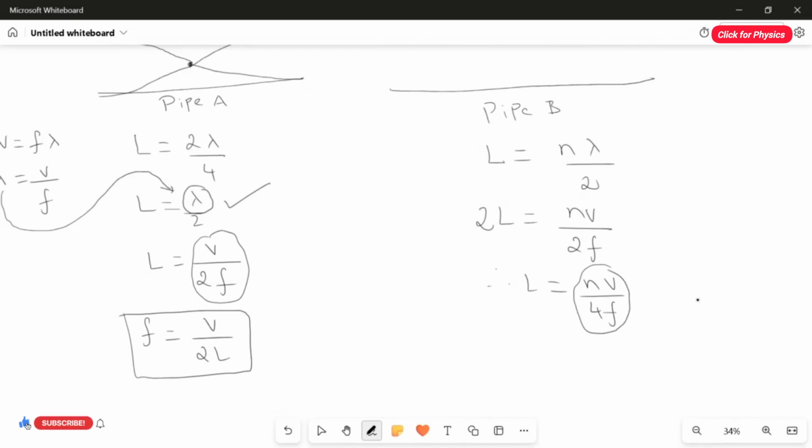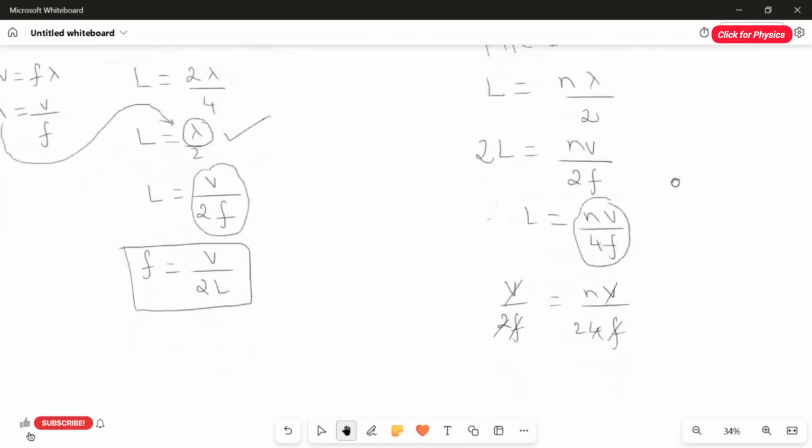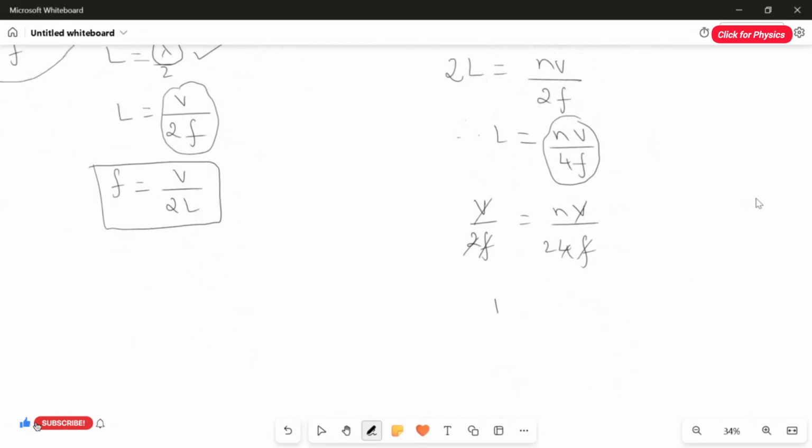When you equate, what do you get? V over 2F is equal to N V over 4F. We can cancel this term and then we can cancel. If you cancel these two, you will get 2. So that means you will get 1 equal to N over 2. Therefore, N is equal to 2. So that means it clearly shows the second mode will have the same frequency as the fundamental frequency of pipe A.